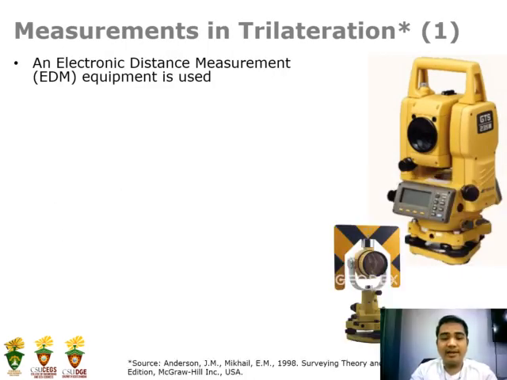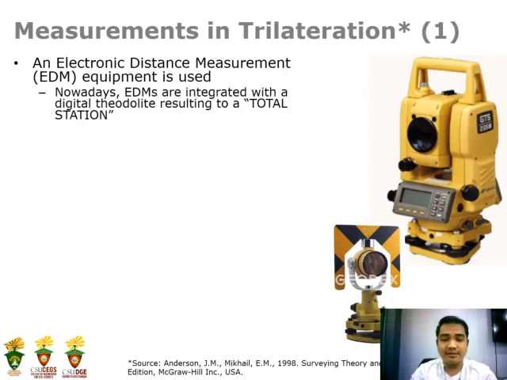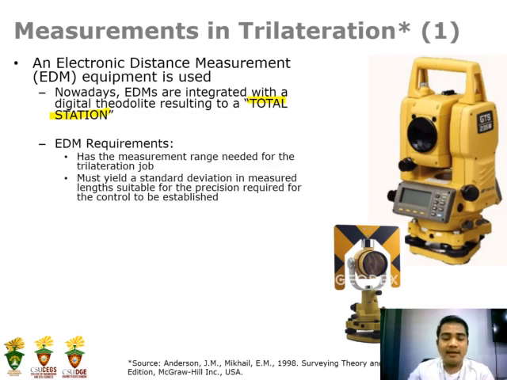For the measurements in trilateration, an electronic distance measurement or the EDM equipment is being used. Nowadays, EDMs are integrated with a digital theodolite resulting to a total station. So in short, ang pinaka the best nga ganito karon, no, for measuring the distance is this total station, no? Okay, available po ta ani sa equipment, so ano na natong gamiton. And EDM requirements has a measurement range needed for the trilateration job, so dapat maka-compute siya og distances and makakuha po siya og angle.